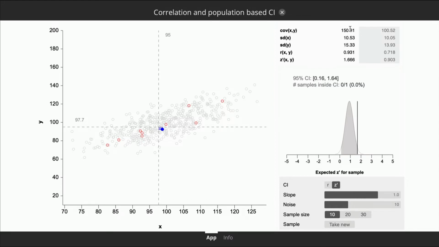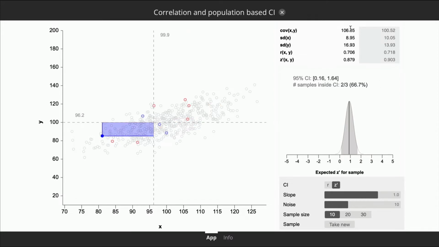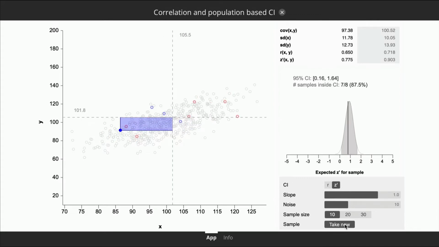And why is this number? Because that's the units we have, right? So we simply multiply distances in these units and multiply distances in these units. So if you start taking a new sample, you can see that the covariance, look at this number only. It varies quite a lot, and sometimes it's like below 100, sometimes it's much larger than 100.